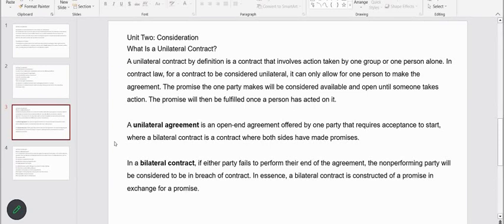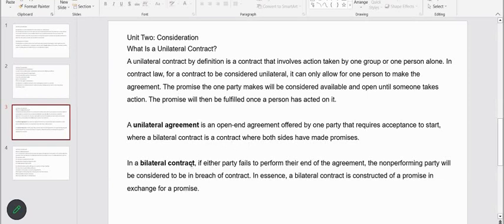So that is what a unilateral agreement means. Okay, it's an open-end agreement. Open-end means subject to changes, subject to the terms and conditions of the contract. Either party can change before you accept, right? That requires acceptance to start. Whereas a bilateral contract is a contract where both sides have promises.